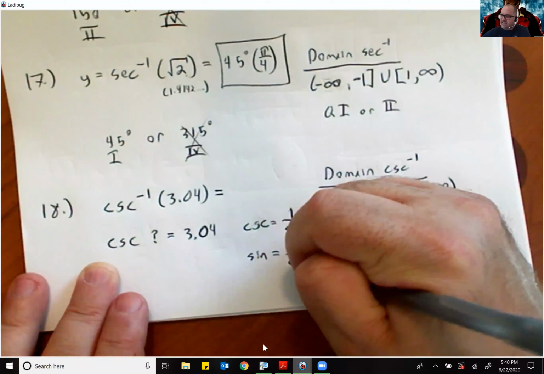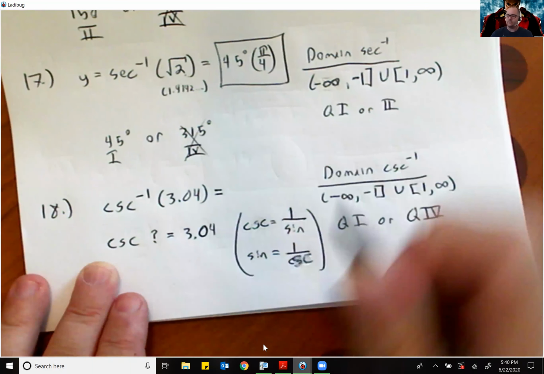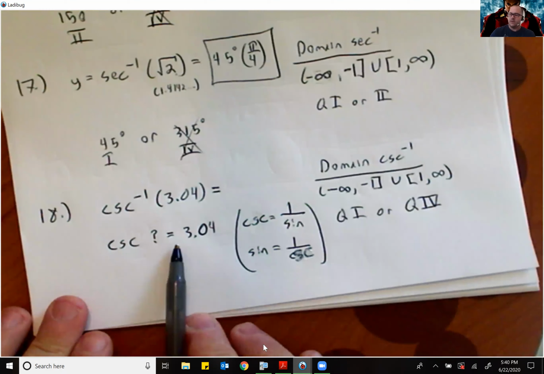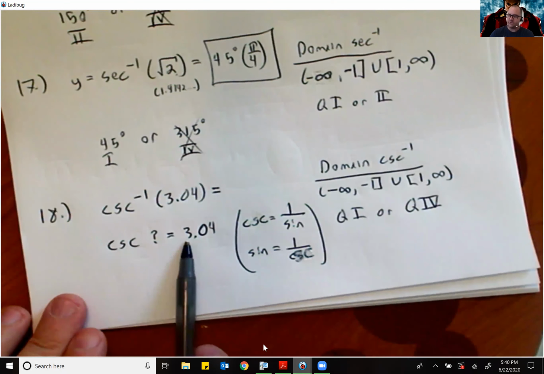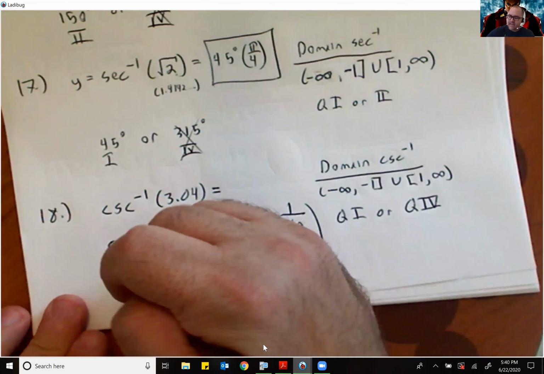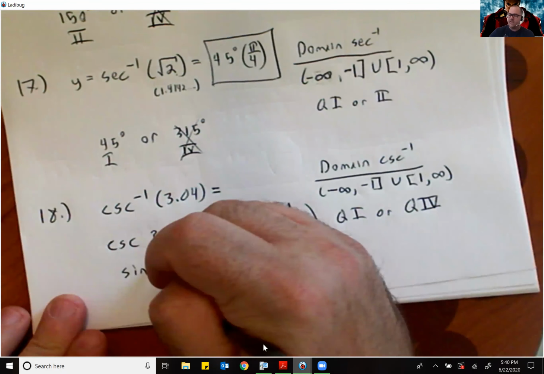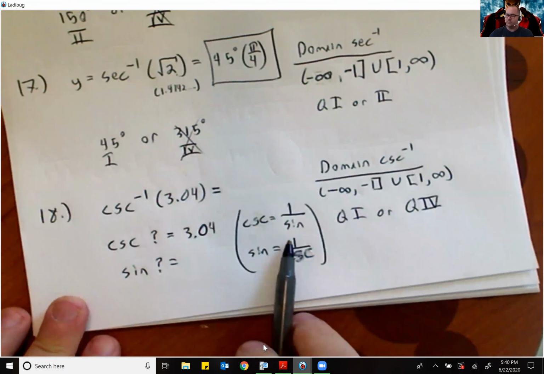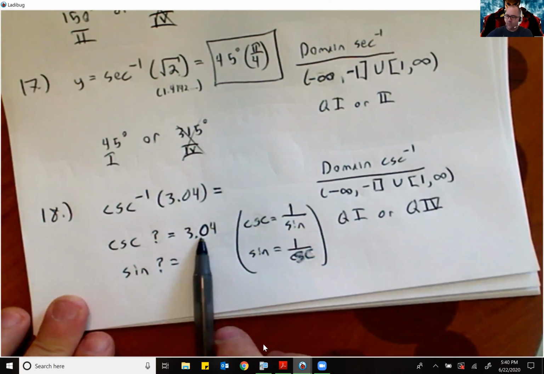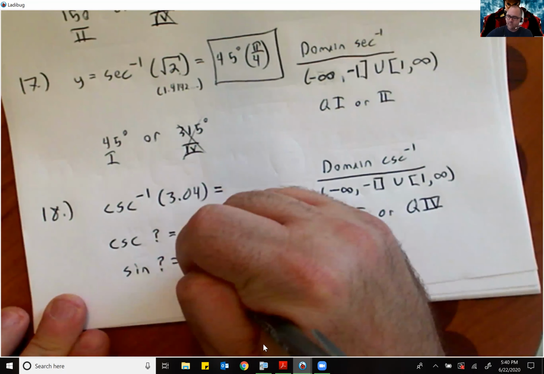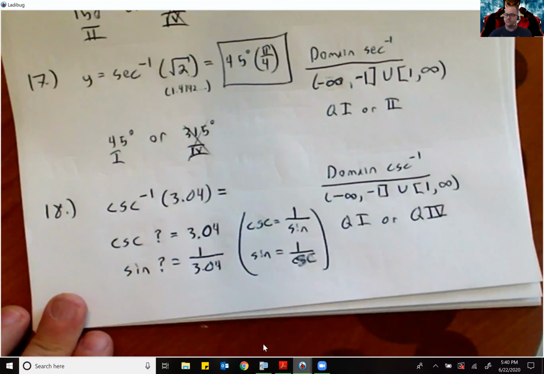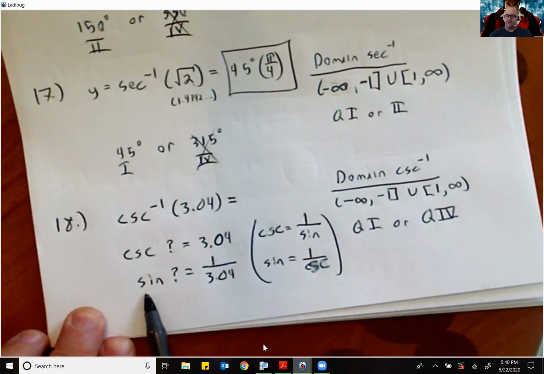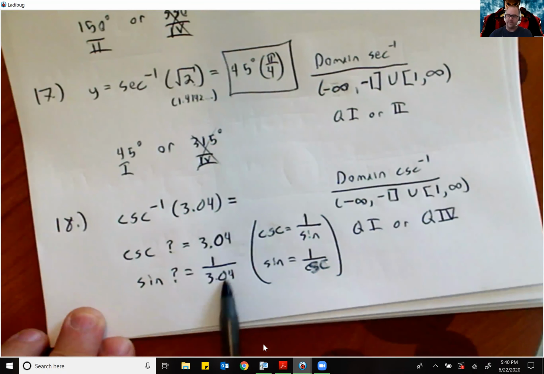So we can use these identities to change things around here. So I can change this, okay, using this information. So this is really sine of some angle equal to 1 over cosecant. Well, what was cosecant? 3.04. So sine is equal to the reciprocal of this. So just put 1 over that number. And this we can definitely solve.